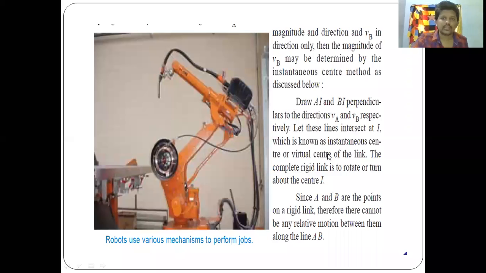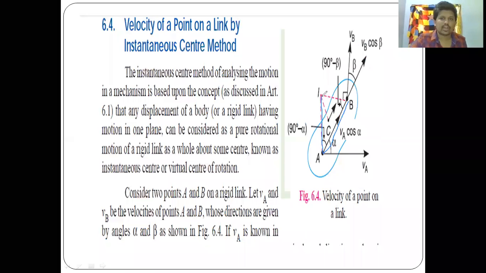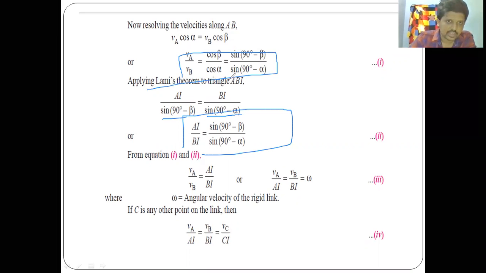We are taking a triangle ABI. From here, we have a velocity VA along AI, a velocity VB along BI, an angle 90 minus alpha, and an angle 90 minus beta here. With those, we apply Lami's theorem here, which gives VA over sine of 90 minus beta equal to VB over sine of 90 minus alpha. Cross multiply again, and you will have AI by BI. We have one equation here and another equation here. So if sine of 90 minus beta and sine of 90 minus alpha are equal, you will have VA by VB equal to AI by BI.